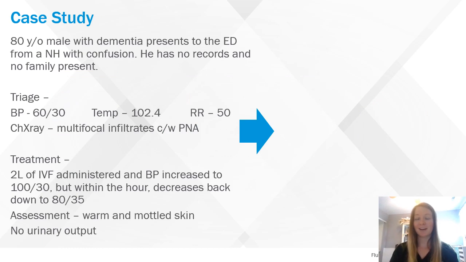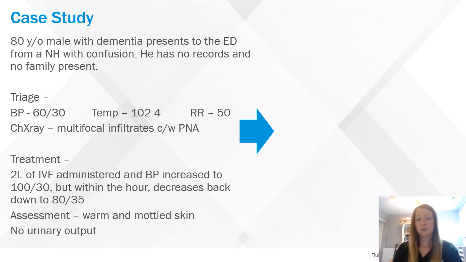So let's put this into context. Let's look at this case study. You have an 80-year-old male with dementia who presents to the ED from a nursing home with confusion. He has no records and no family present. During triage, we realized that blood pressure is 60/30, temp is high at 102.4, and respiratory rate is very high, 50 breaths per minute. Chest x-ray was completed and it shows a multifocal infiltrate, which they're thinking is pneumonia.